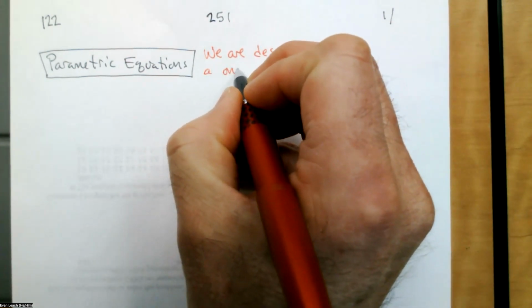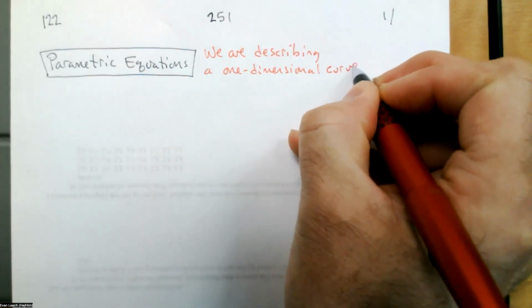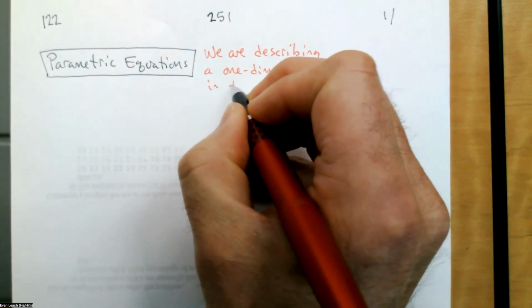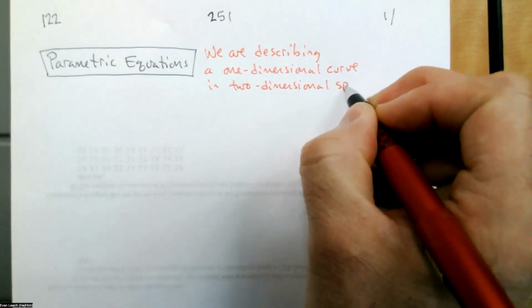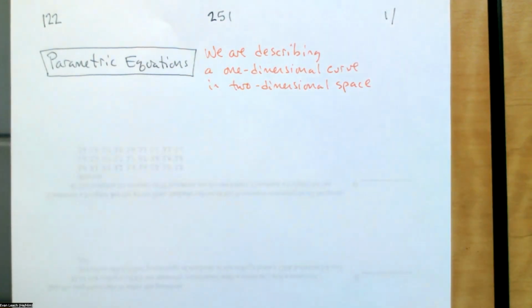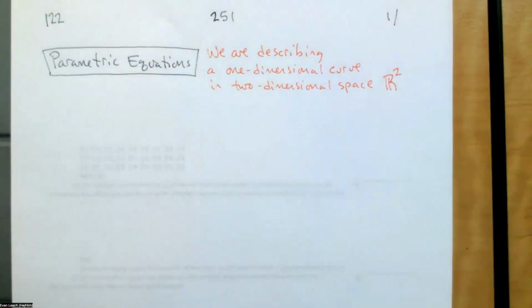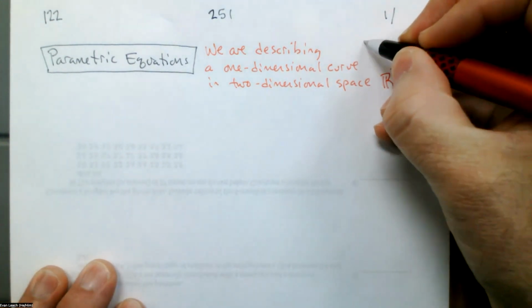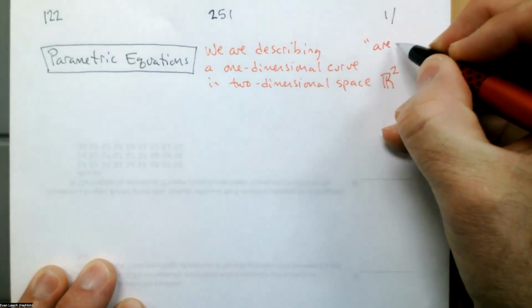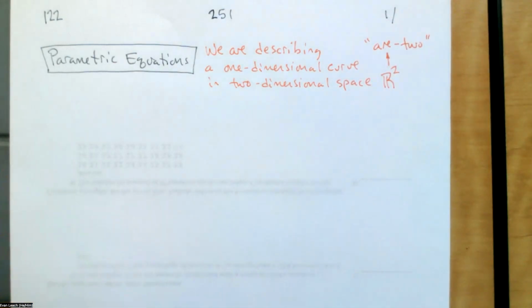a one-dimensional curve in two-dimensional space. Our abbreviation for two-dimensional space is R2. We make a double R, we make a real number, and then we put a superscript of 2, and we just pronounce that R2. So that's how to pronounce that.